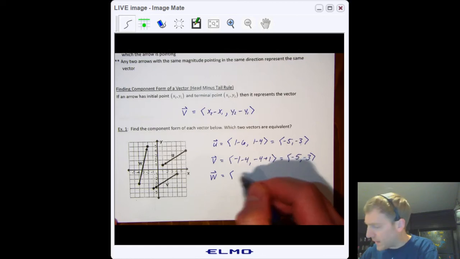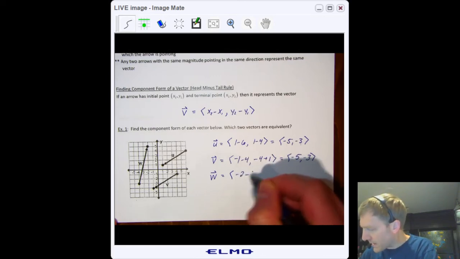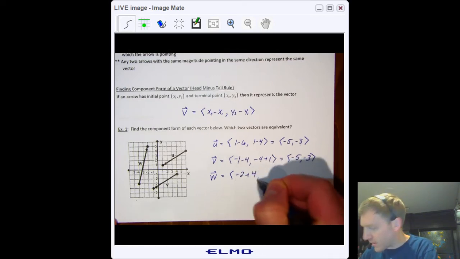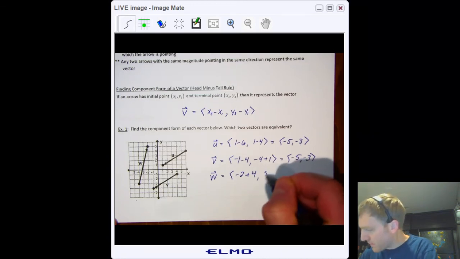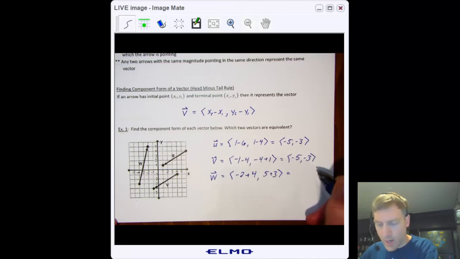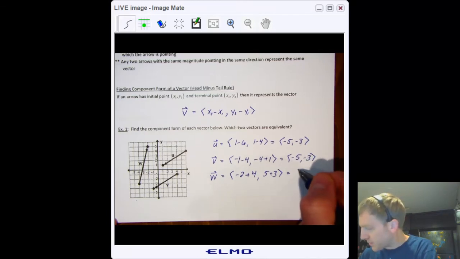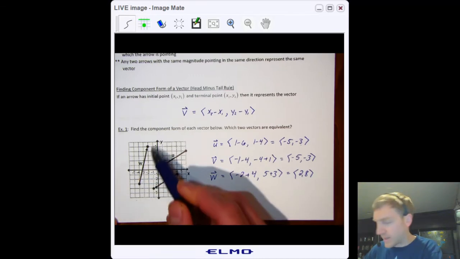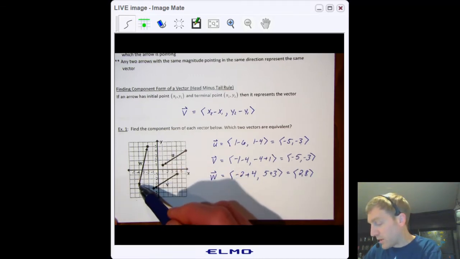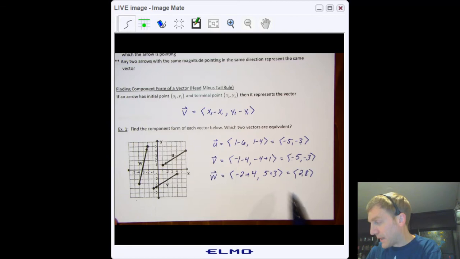So it's going to be -2 minus -4, -2 plus 4 is your change in x, and 5 minus -3, or 5 plus 3 is your change in y. So that represents the vector 2, 8. And one more time, let's just check the horizontal and the vertical. It goes to the right 2 and up 8. So that represents the vector 2, 8.